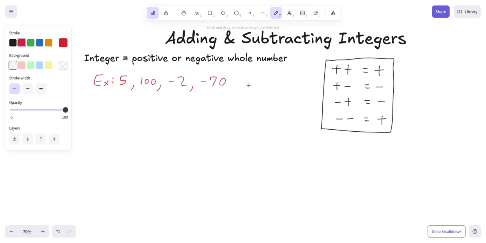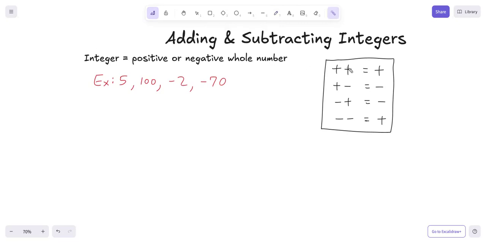How to deal with negative numbers? I really like this chart that I made up. Basically, 2 positives is still positive. If you have 1 positive and 1 negative, doesn't matter the order, that will result in a negative. And if you have double negative, that is also positive. Another way to think about it: if the 2 signs are the same, it's positive. If your signs are opposite, then it's negative. So we're going to go over adding and subtracting these positive whole numbers and negative whole numbers, or integers.